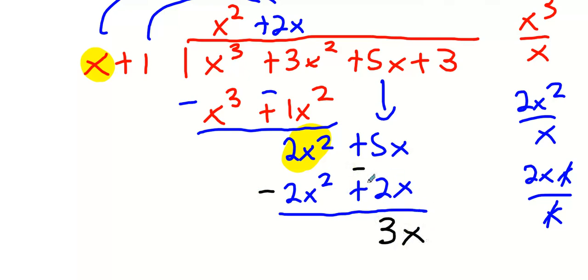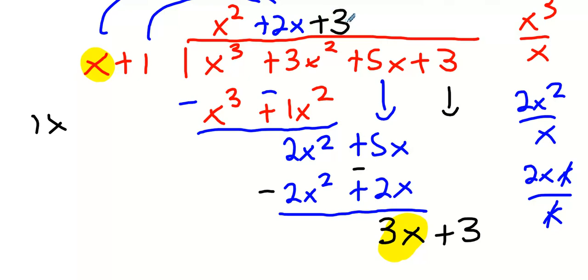What's left over then? 3x. Bring your targeting down to what? 3x and drop the plus 3. What happens now? 3x divided by x. And what is 3x divided by x? 3. So we have the top part completed now.